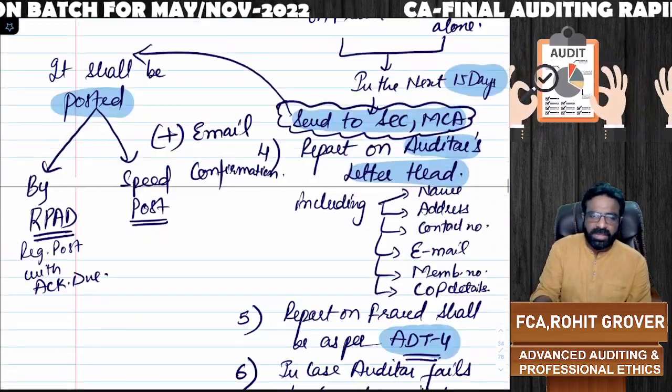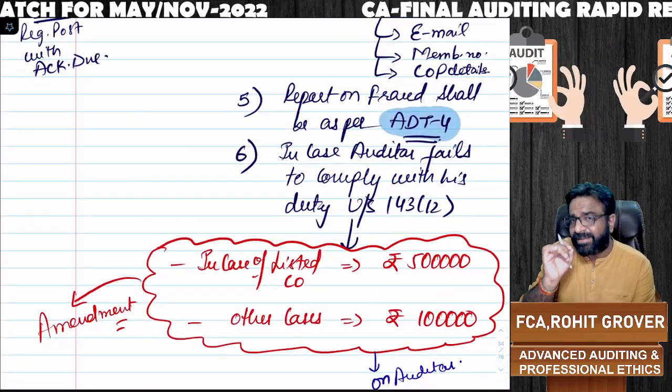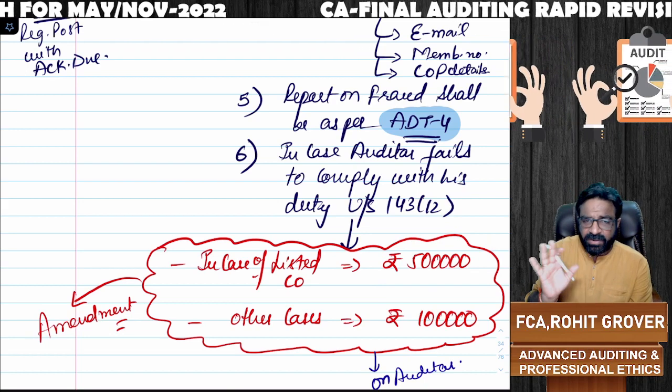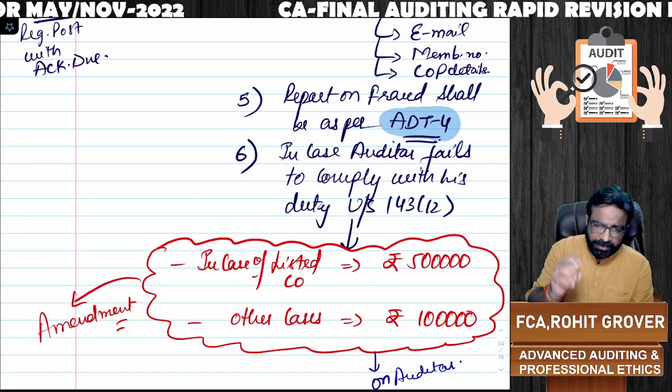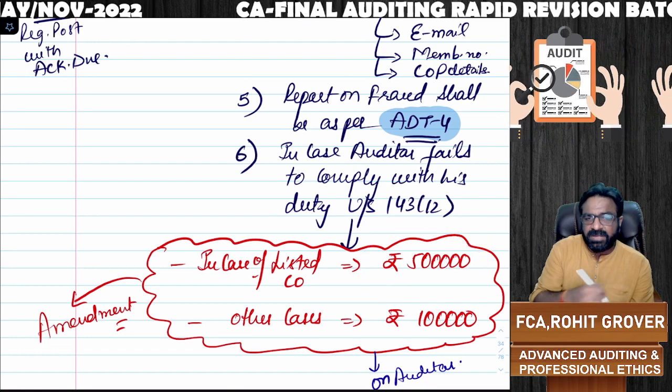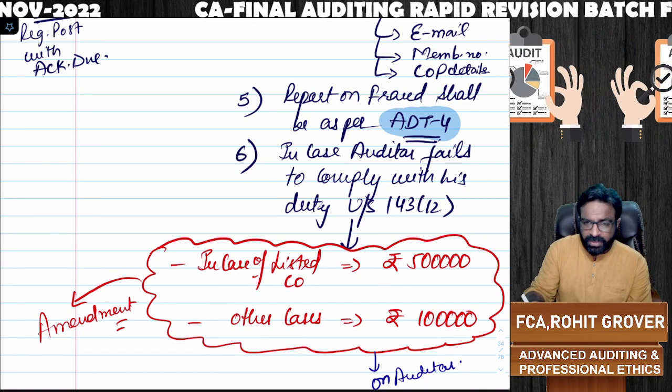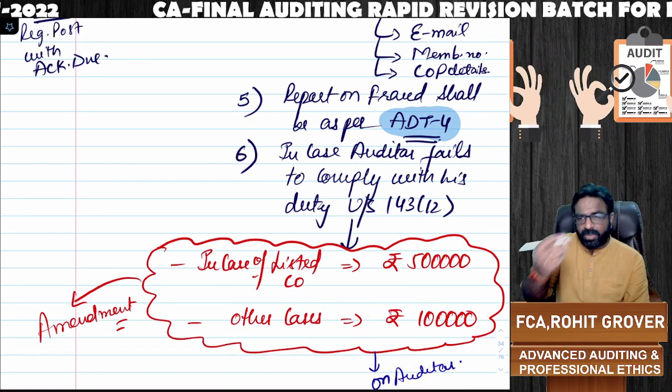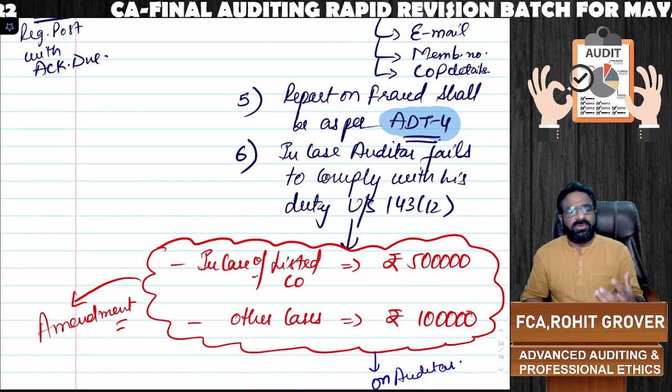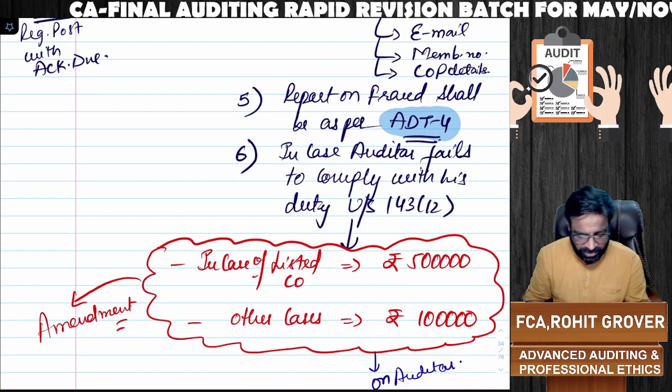So what is the amendment, guys? The amendment came only in the penalty. No amendment otherwise. In case of a listed company, the penalty is going to be 5 lakhs. And in other cases where you fail to report, the penalty is going to be 1 lakh on the auditor. So that brings an end to your section number 143 subsection 12.